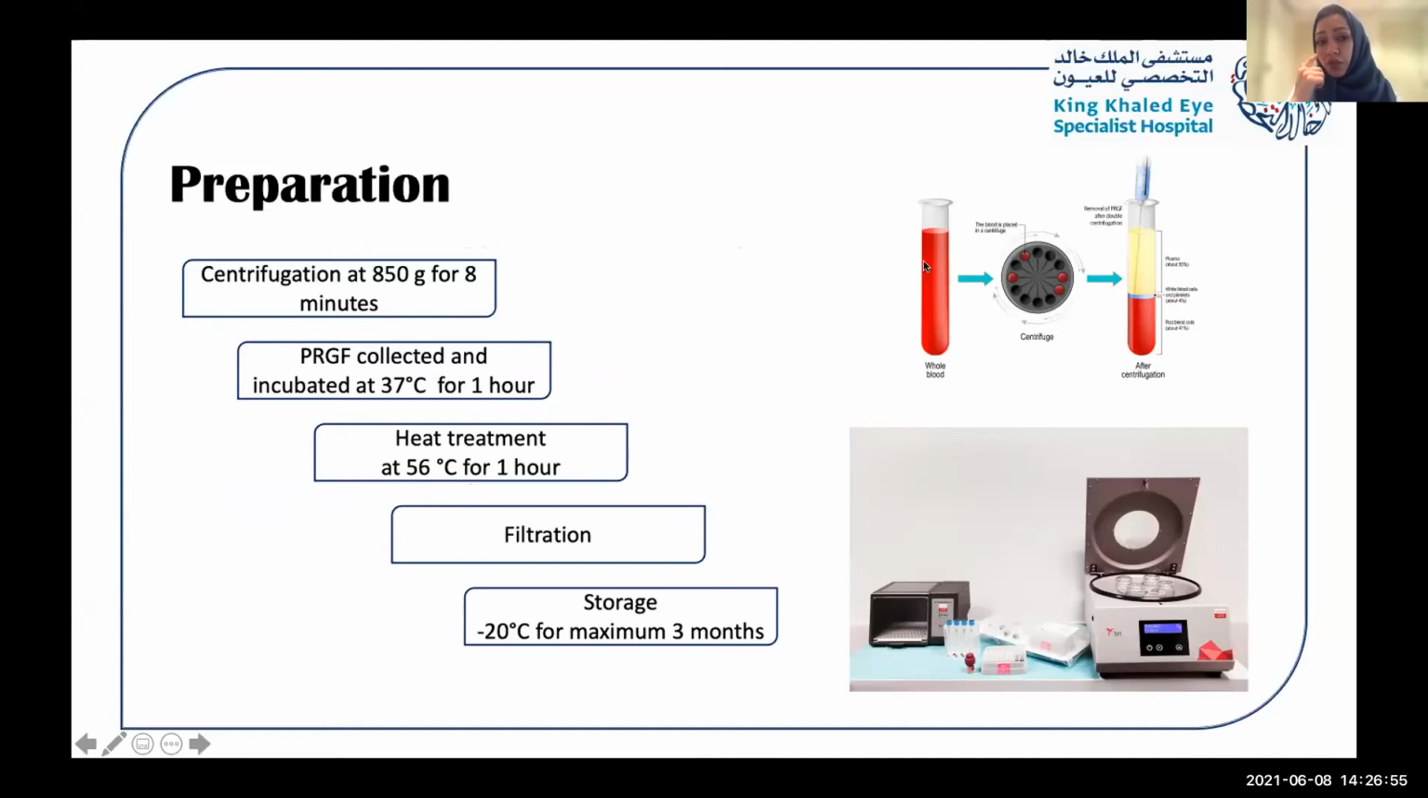It is centrifuged at 805 for 8 minutes, and it's collected in a tube and incubated for 1 hour at 37 degrees, then it is heat treated. The purpose of this heat treatment is to make it more immune favorable. Okay, after that, the filtration, then again, it is stored at -20 degrees for a maximum of 3 months.